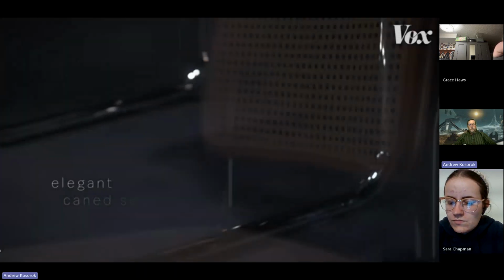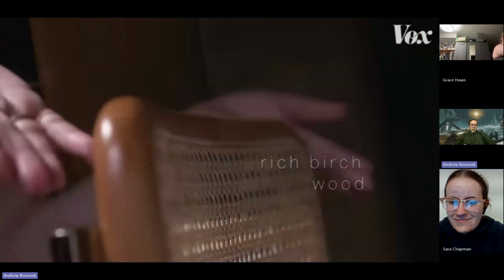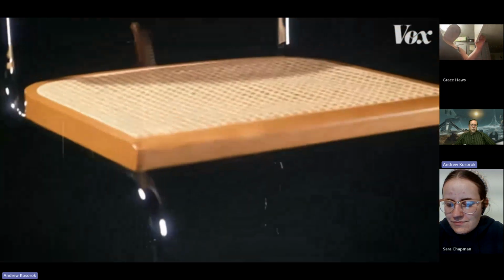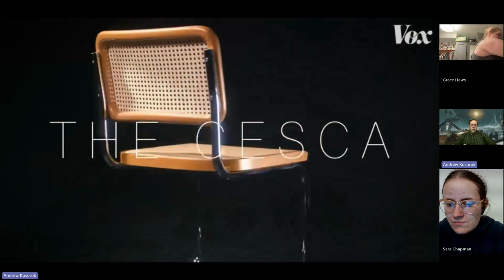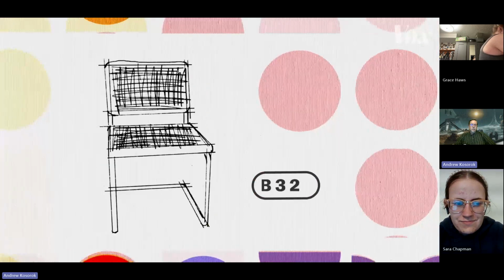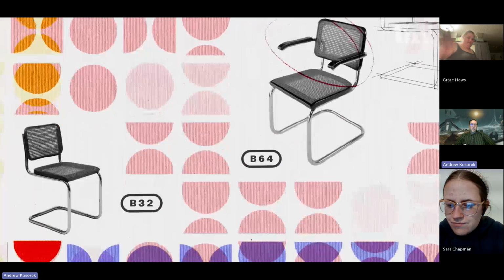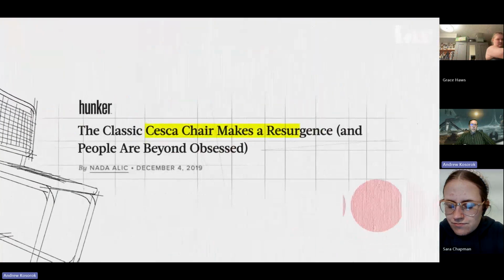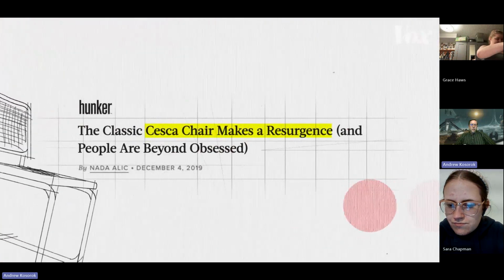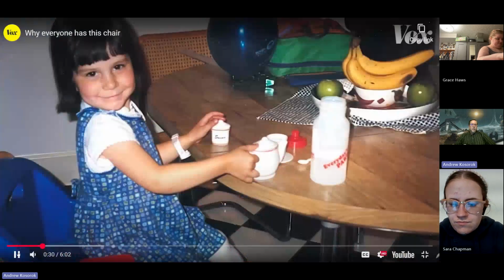Legs, elegant cane seated, rich birch wood. In Cheska. It's like the right amount of creepy for this. The Cheska, also known as the B-32, B-64 if it has arms, is kind of having a moment. Full disclosure, I am literally sitting on one right now. Have been since at least.